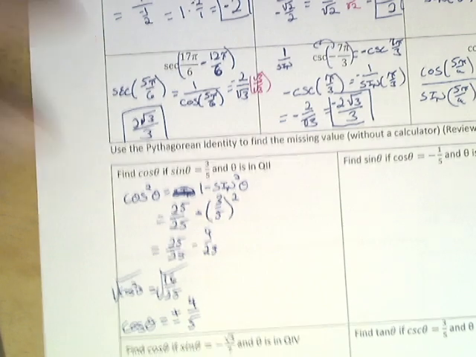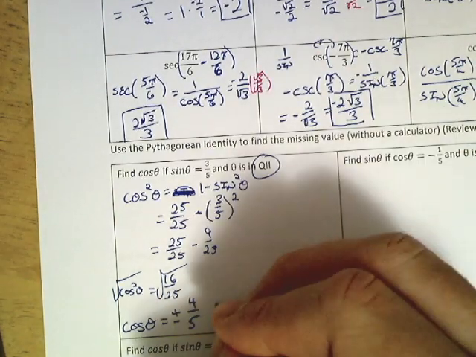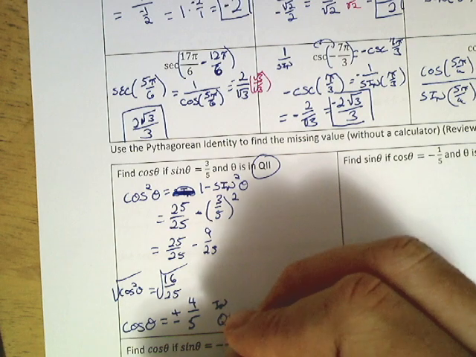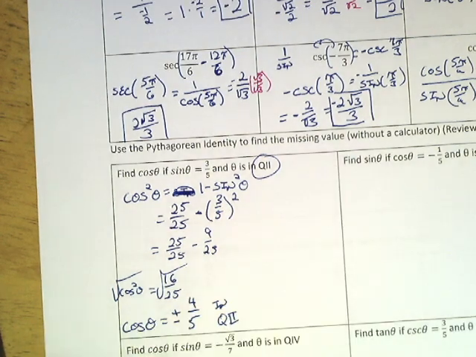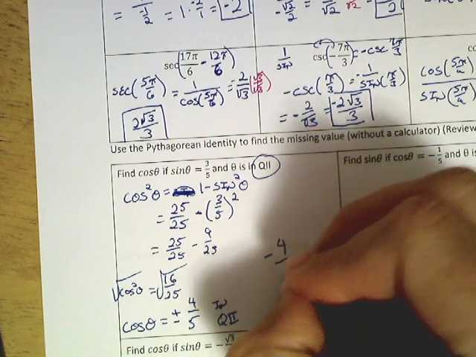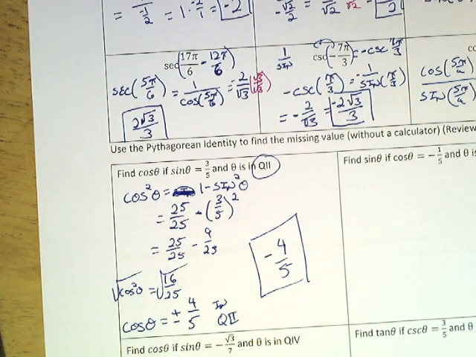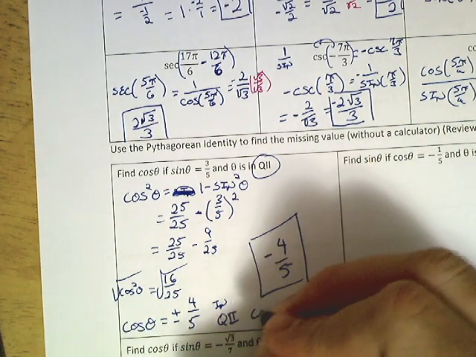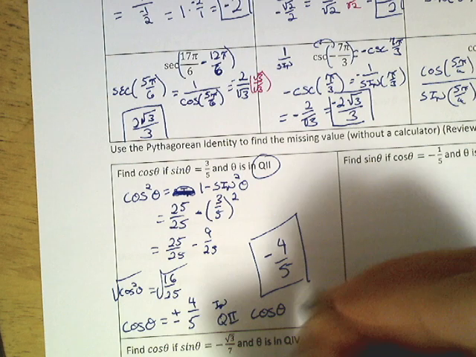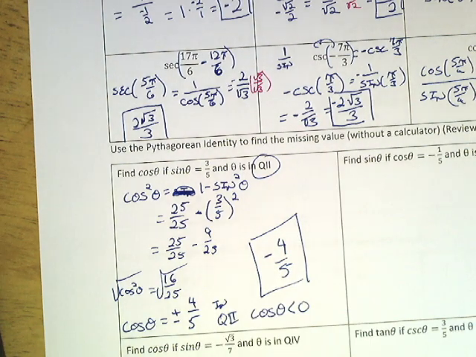And because we are in quadrant 2, in quadrant 2, cosine is negative, so it's going to be negative 4/5. In quadrant 2, cosine is less than 0, negative.